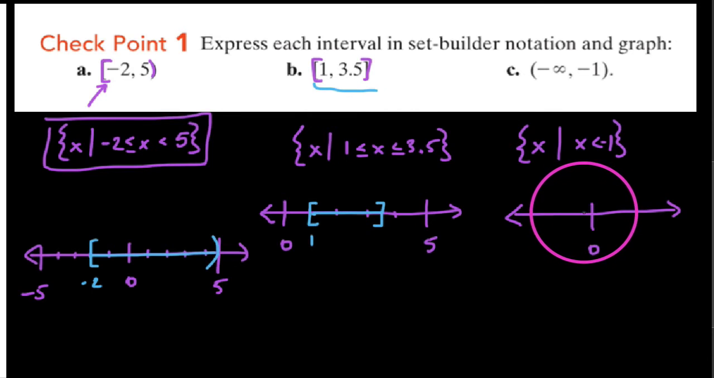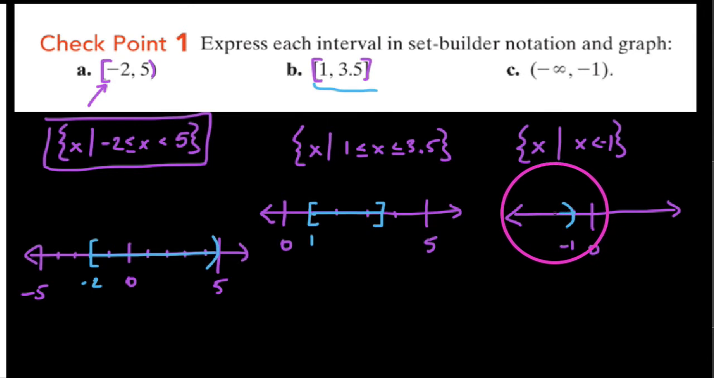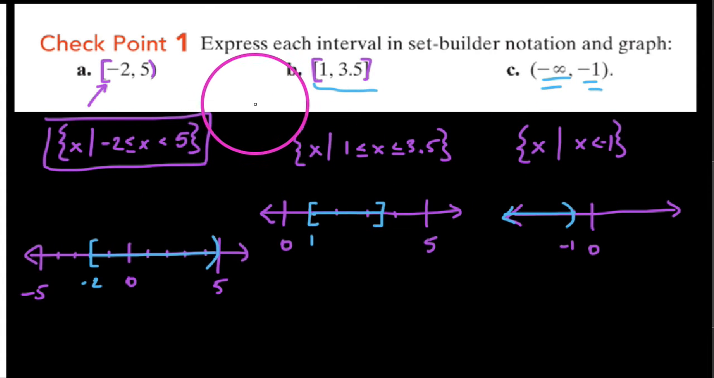Here's 0, here's -1. I'll label this. We're basically saying all numbers not including -1 and also to the left of -1. But we read this left to right, so we say starting way out on the left and going up to but not including -1. And in the next video, we'll talk about how we can find unions and intersections of sets in interval notation.